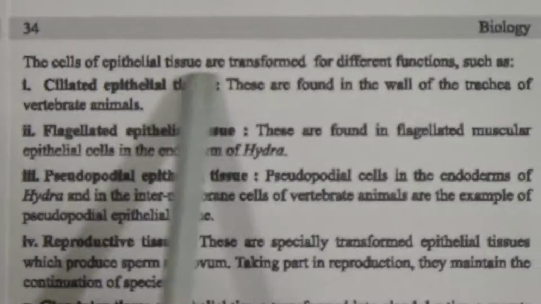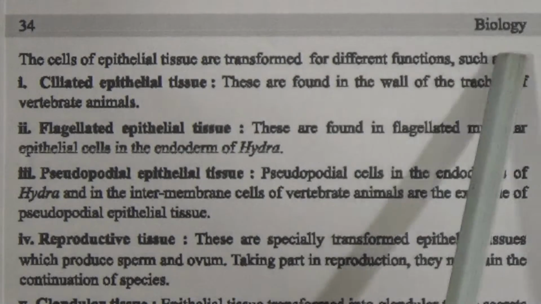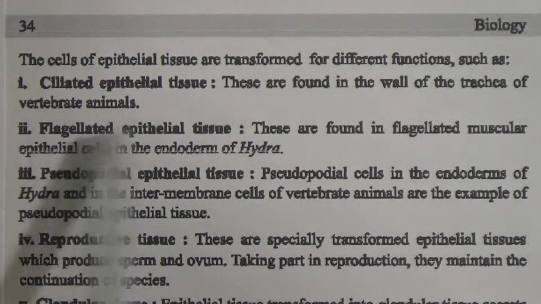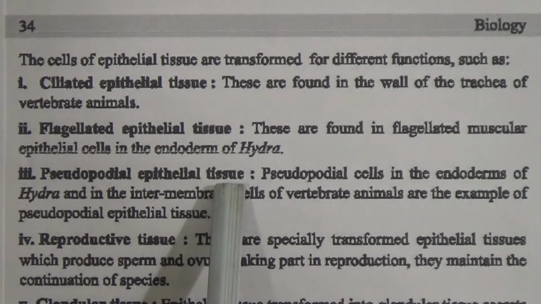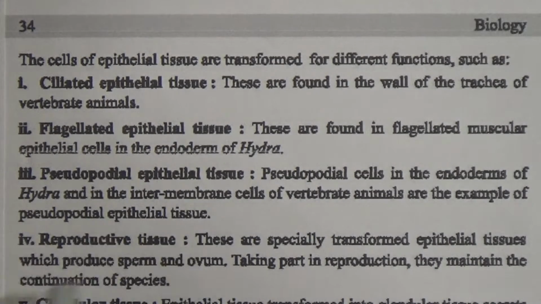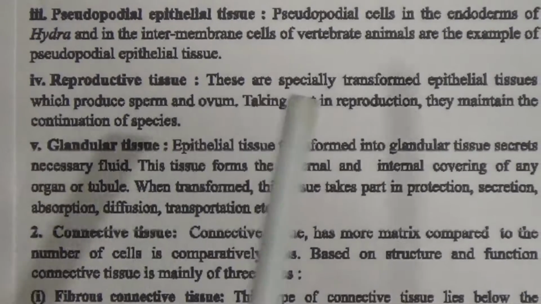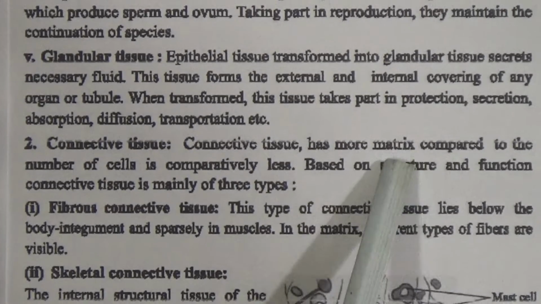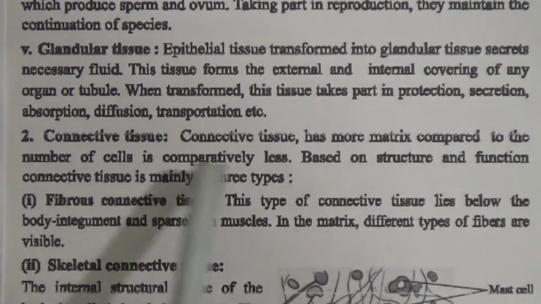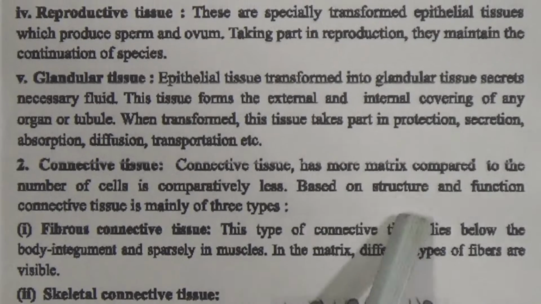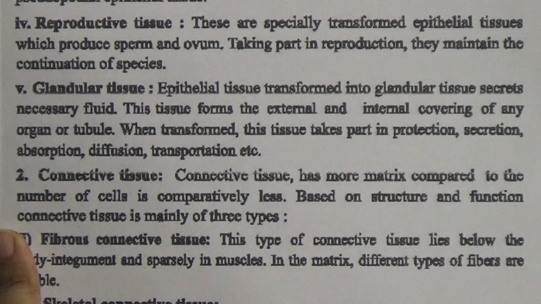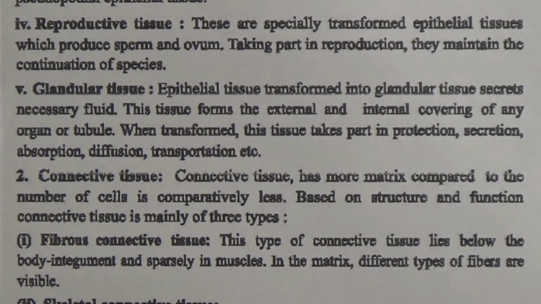The cells of epithelial tissues are transformed for different functions such as ciliated epithelial tissue, flagellated epithelial tissue, pseudopodial epithelial tissue, reproductive tissue, glandular tissue. Number 2, connective tissue. Connective tissue has more matrix, and the number of cells is comparatively less. Based on structure and function, connective tissue is mainly of three types: number 1, fibrous connective tissue, number 2, skeletal connective tissue, and number 3, fluid connective tissue.